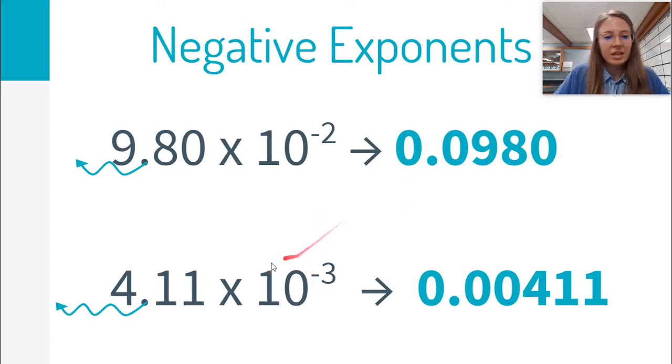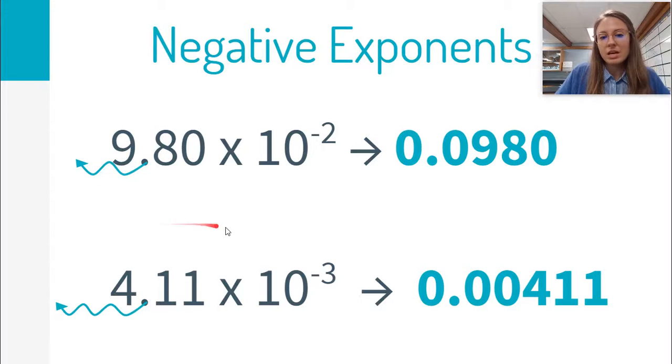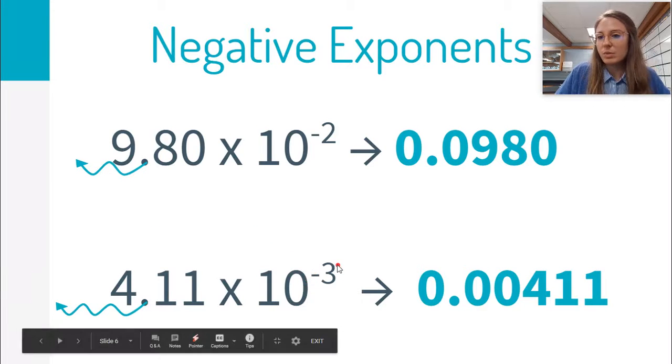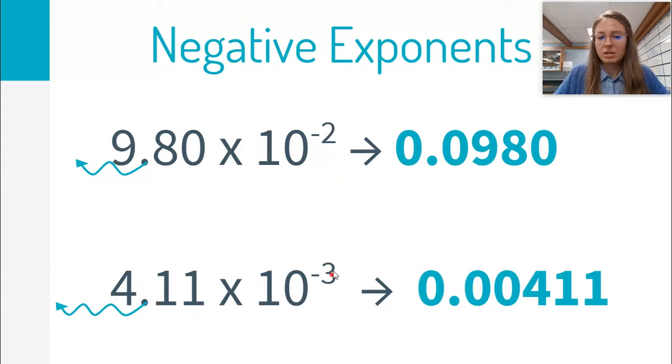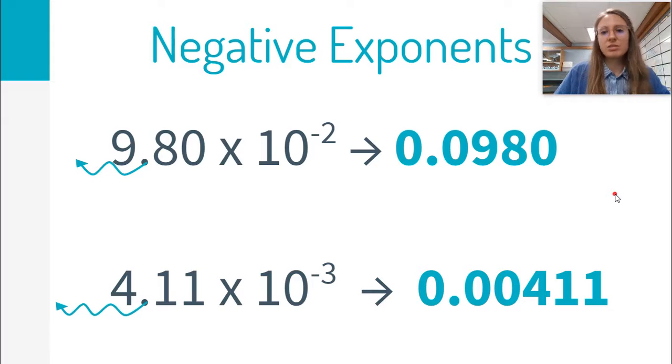0.0980. Down here we have 4.11 times 10 to the negative third. This negative 3 exponent is telling you that we are going to move the decimal 3 spaces to the left. So we go 1, 2, 3. Your decimal is right here. And now you fill these empty spaces with zeros to get 0.00411. Okay, so that's going from scientific notation into standard form.